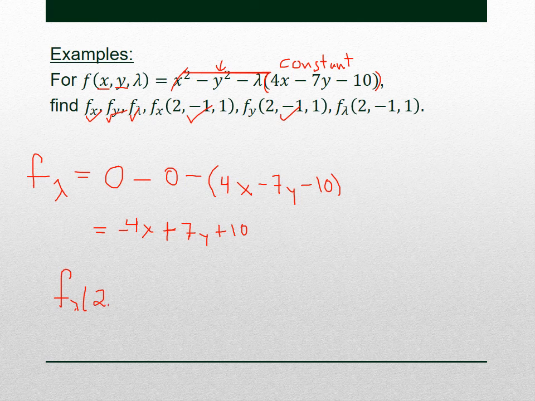So that is our partial derivative with respect to lambda. All right, now let's plug in that point. Not negative 2, sorry, positive 2. Negative 1, 1. So x equals 2, y equals negative 1, lambda equals 1. So negative 4 times. Now we'll move on to second order partial derivatives, right?